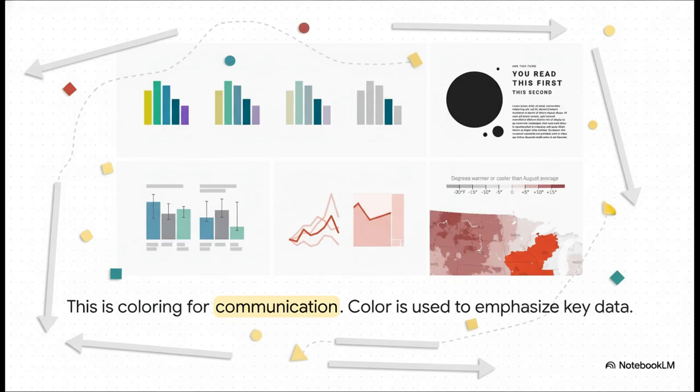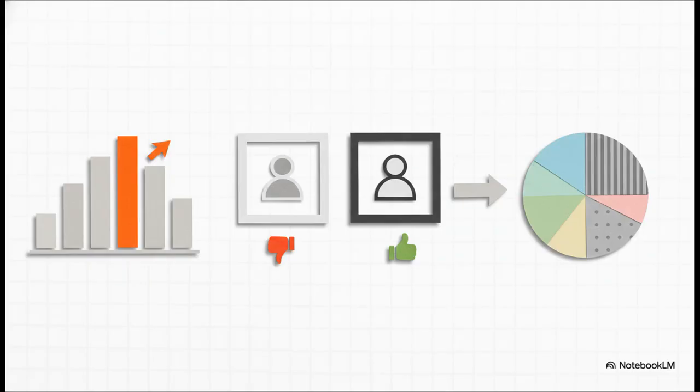Now, contrast that with this. This is coloring for communication. See how in these examples, color is used sparingly? It's used to draw your eye to one specific thing, the most important data point, the outlier, the one part of the story that the creator really wants you to see first. It's targeted. It's effective.